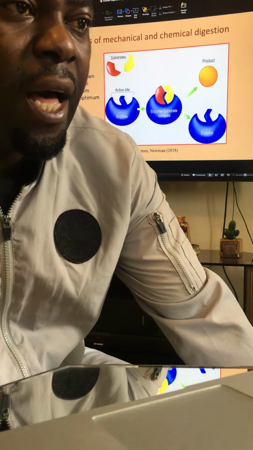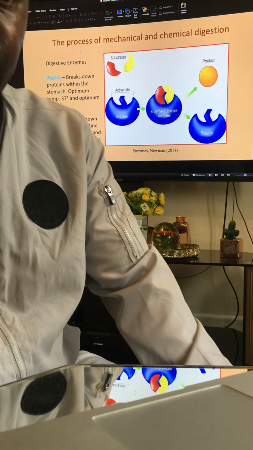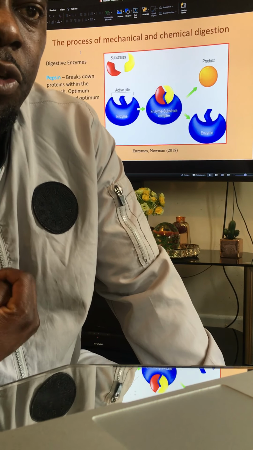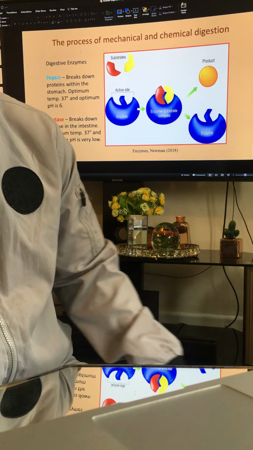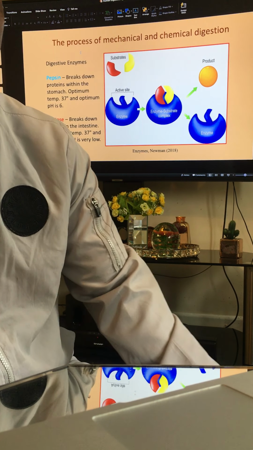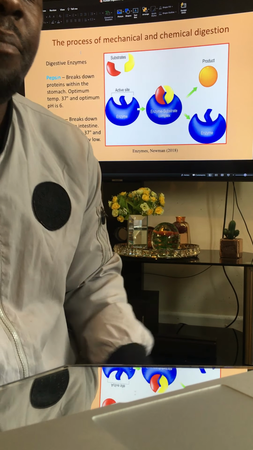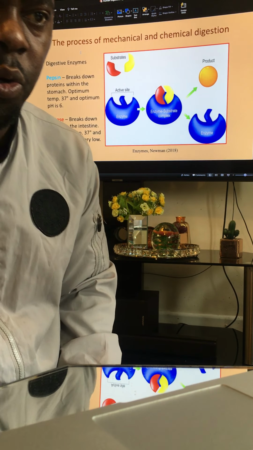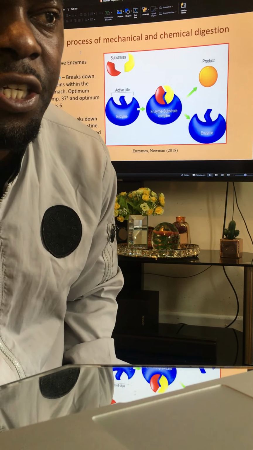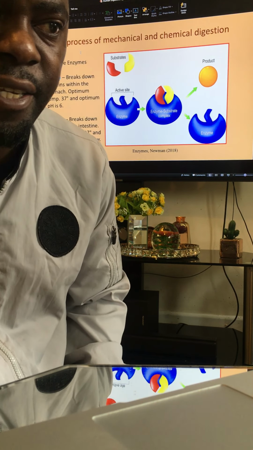Lactase. Lactase breaks down lactose, which is a sugar found within dairy products. It is produced in the small intestine. It breaks down lactose into two smaller sugar molecules called glucose and galactose, so that it can be digested and absorbed into the body. The optimal temperature of lactase is 37 degrees and the optimum pH is 6.